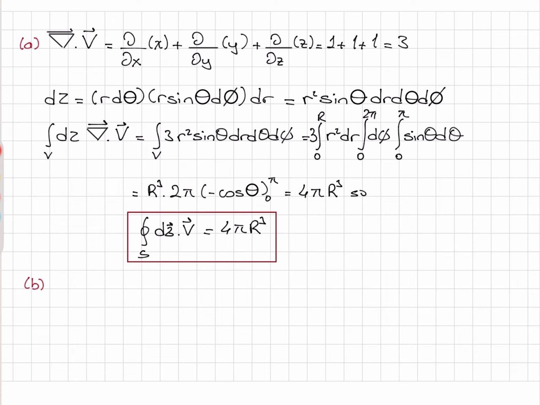So that's basically what I have done. The r squared dr integral gives us capital R cubed over 3. The 3's cancel, and we have capital R cubed. The φ integral gives us 2π. The sinθ dθ integral is minus cosθ evaluated between 0 and π. And this gives us our final answer for the closed surface ∮ dσ dot V integral: 4π R cubed.